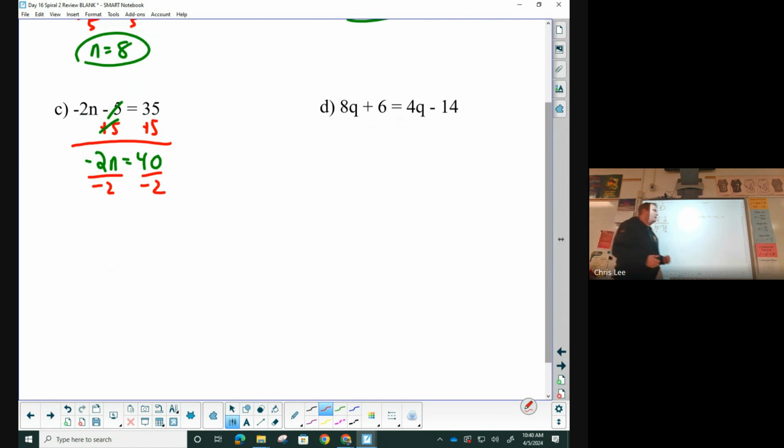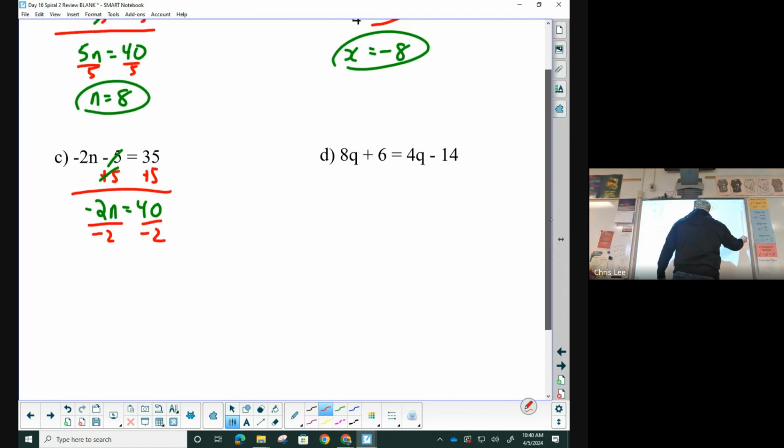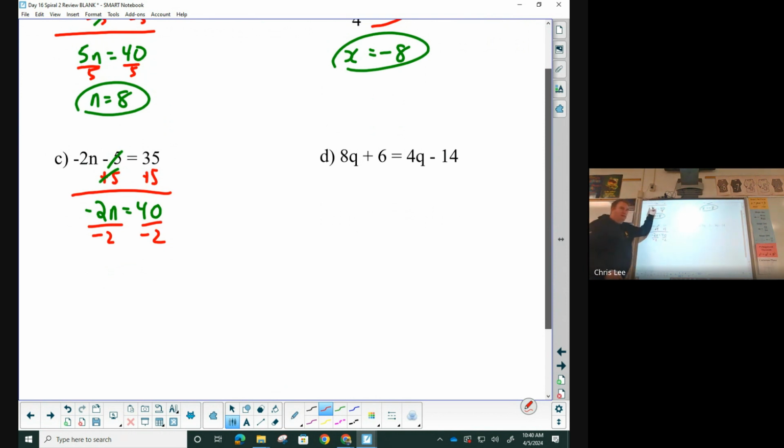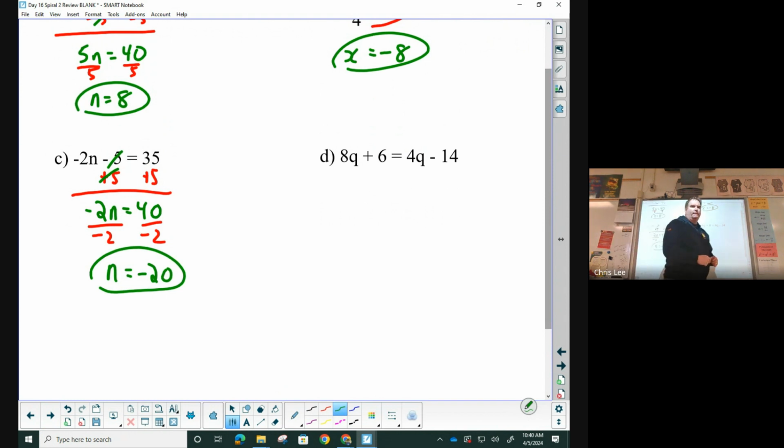Okay, we divided by -2. Don't switch that sign. Did we switch the sign up here? It's just a 5, so we divide by 5. This is a -2, so we divide by -2. All right, so be careful here. This is a positive divided by a negative, so that is -20. All right, so far so good?